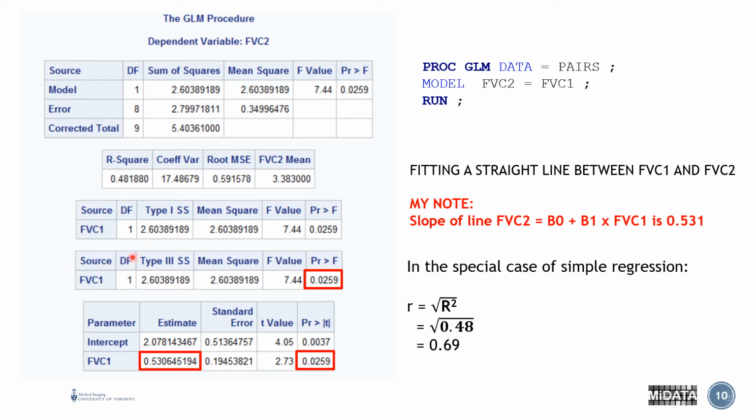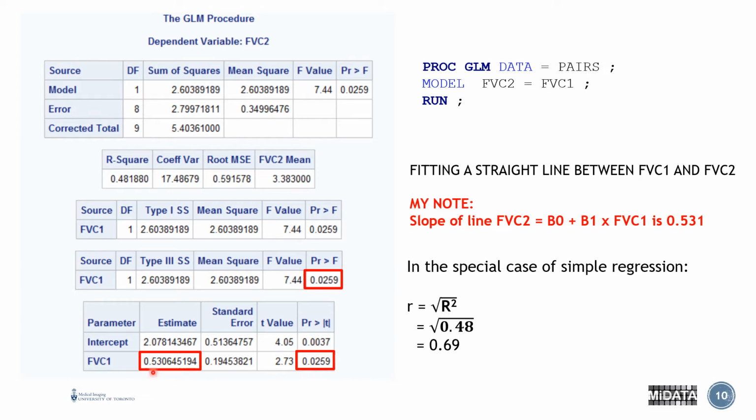You'll note here that there's type 1 sums of squares and type 3 sums of squares. If you remember, it's because here I didn't specify SS3, which would mean only show me sums of squares 3. So it gives you both by default. Where do we look? Of course, type 3 sums of squares. You look at your p-value. Oh, that looks familiar, 0.0259. And here's your estimate. This is your parameter estimate, 0.53.